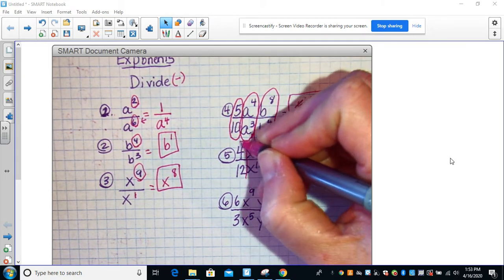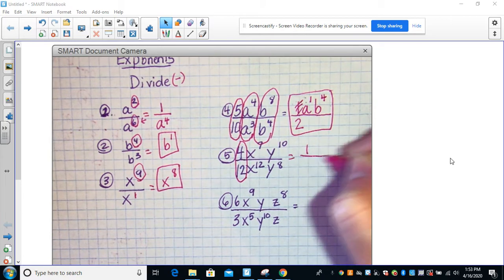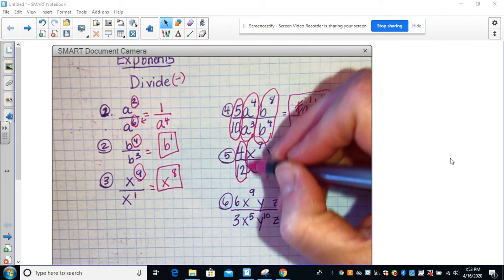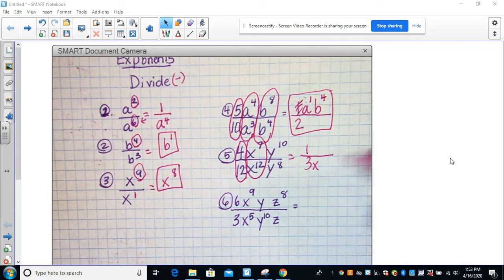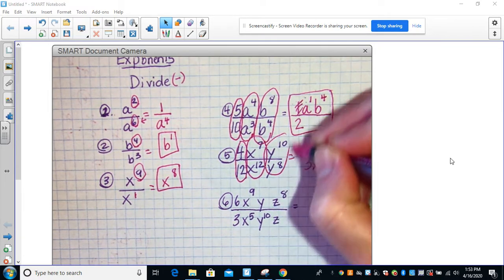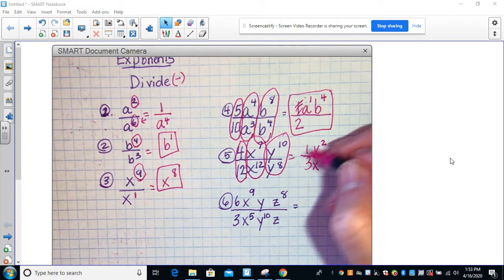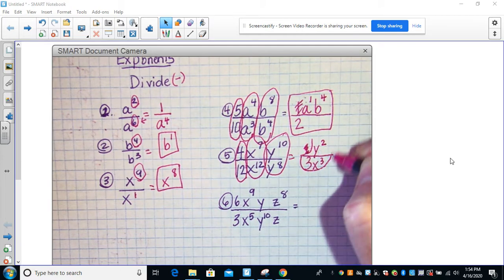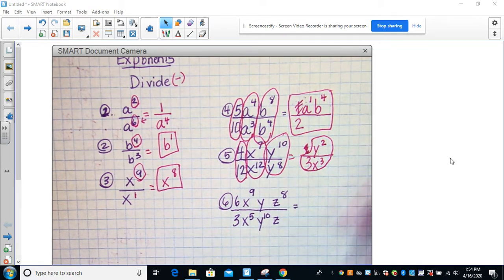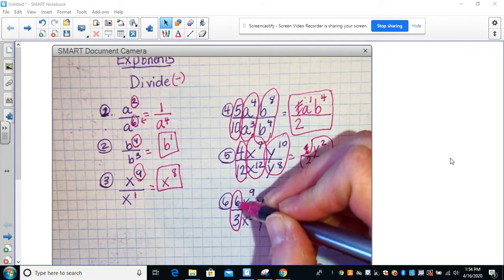This one, 4 over 12, reduces to 1/3. The X's, the bottom one won. So the bottom one gets it, and it won by 3. And the Y's, the top one won. So when we subtract, you get 2 extra. So really, we could probably get rid of that. And here's your answer.